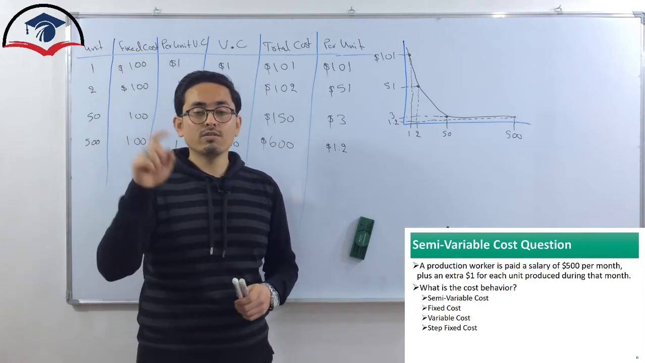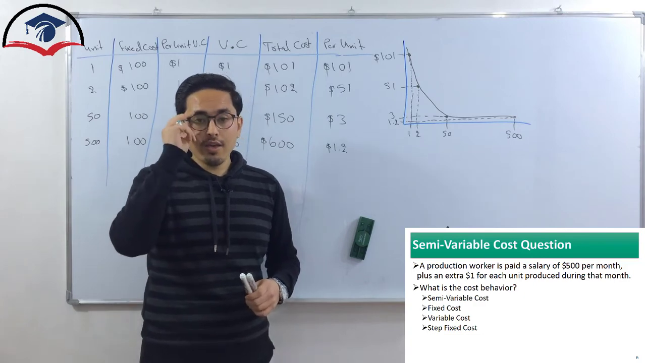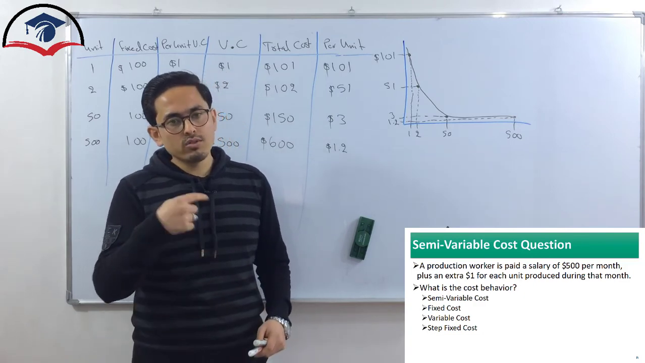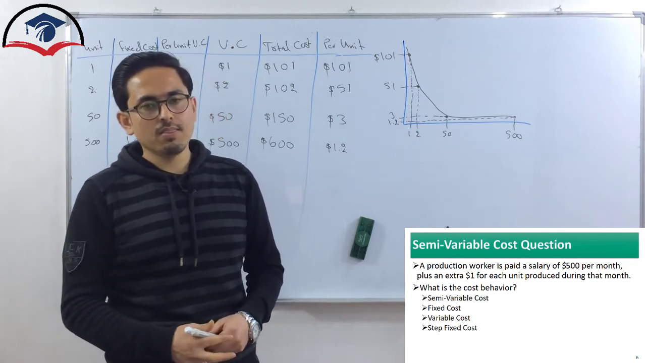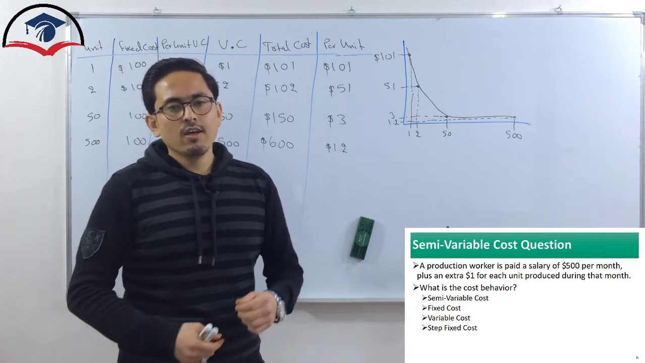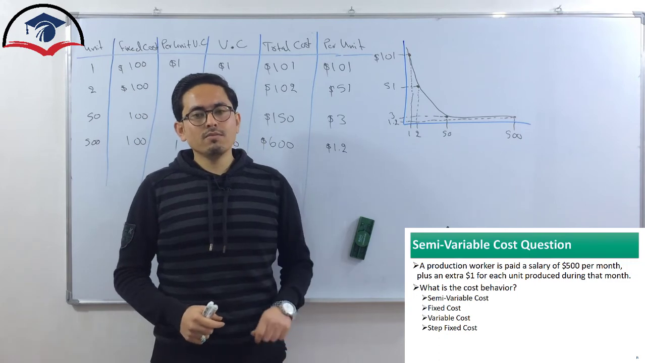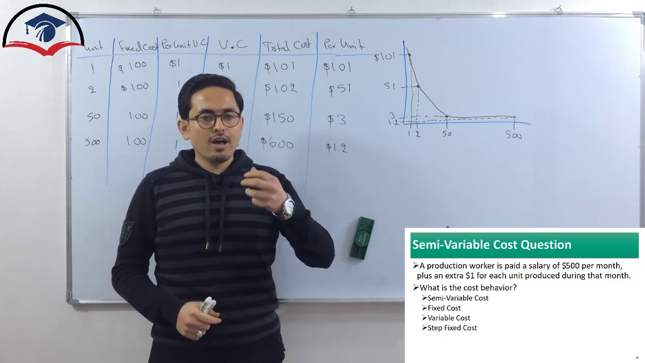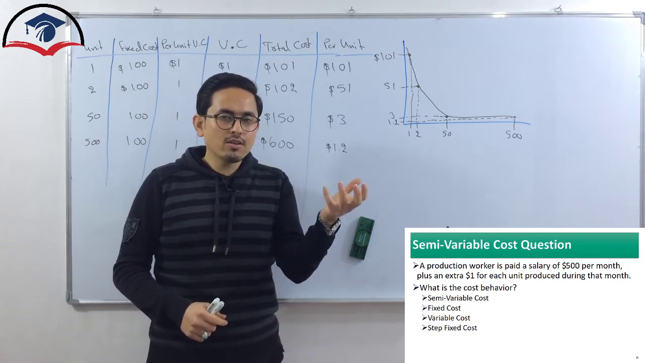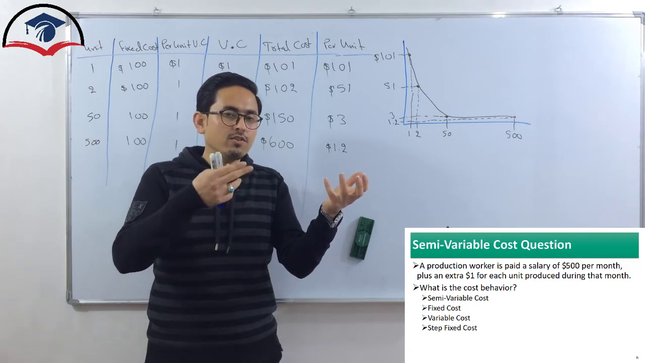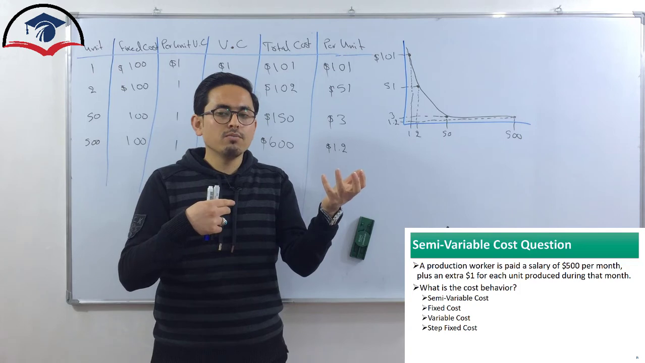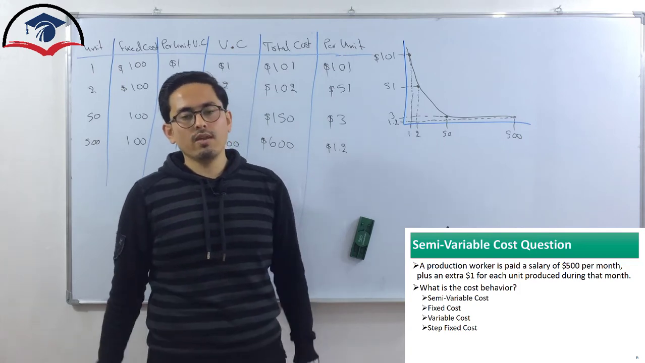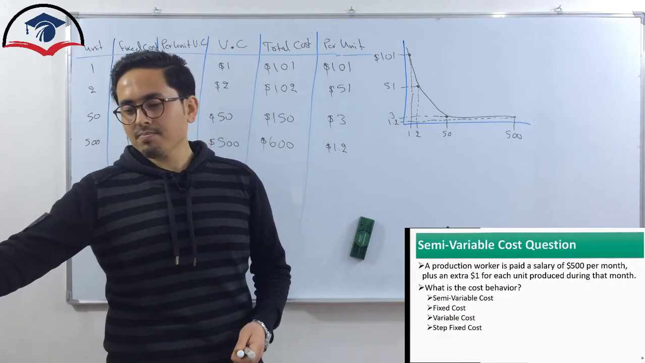I recommend you pause the video, read the question, think about that, decide on an option, and after that play the video again. But for now, of course, what I said about semi-variable cost is that it has a fixed portion and a variable portion, which is on a per unit basis. So the right option is option 1, semi-variable cost.